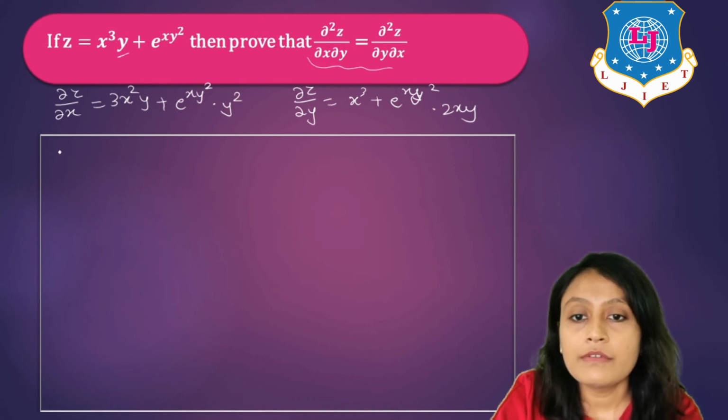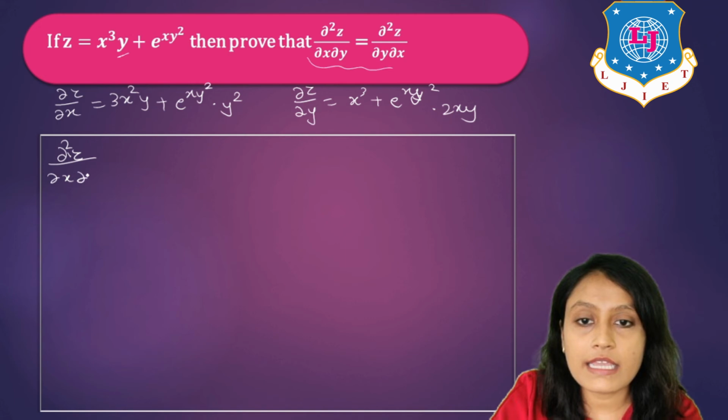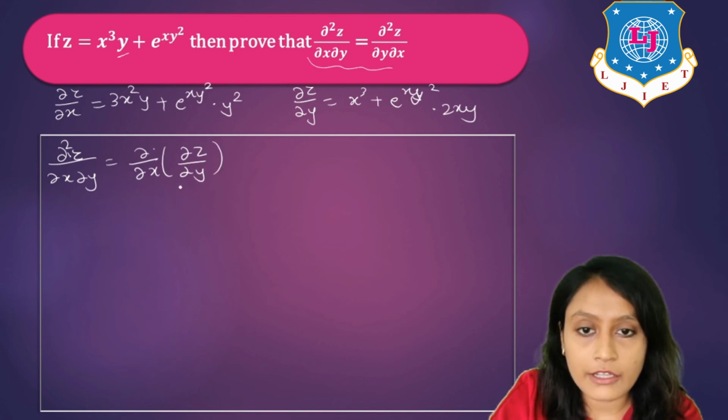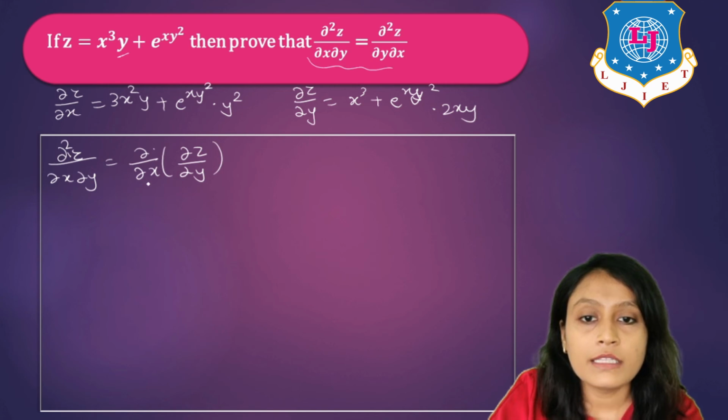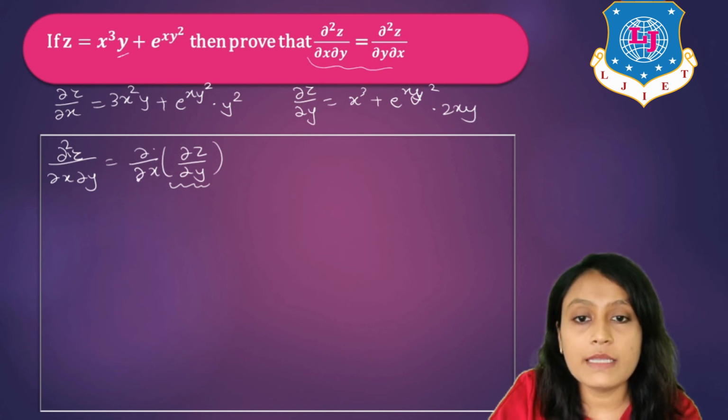Okay, now we will find this del square z by del x del y, right? So this you can write as del by del x of del z by del y. So we have to find the partial derivative of this del z by del y with respect to x, and we will keep y as a constant. So this is your del z by del y, so differentiate this with respect to x.